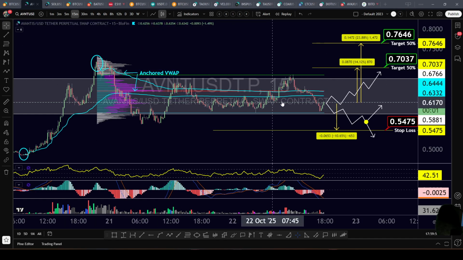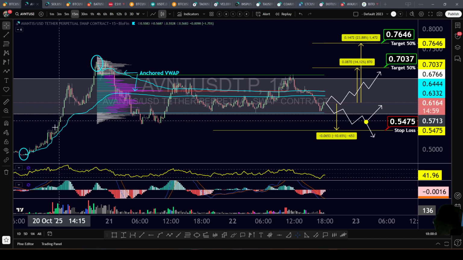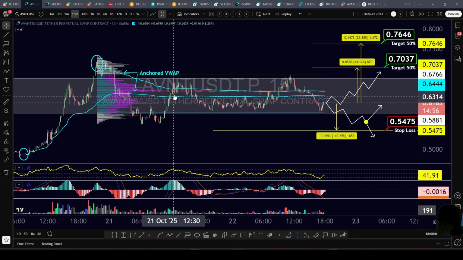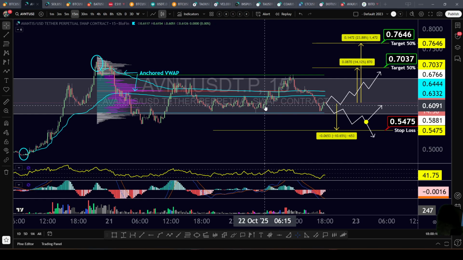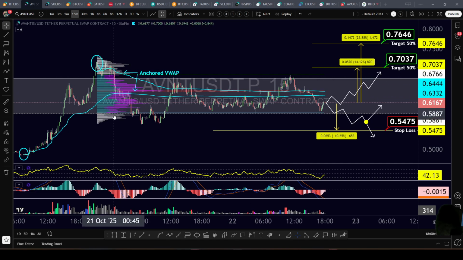All right, so my thought process on this, we're in a range. We came all the way up, we came all the way down, and now the range is getting kind of tight. Here's our high, here's our low, and all this is kind of the middle stuff. Now, we drew a fixed range volume profile for this range.